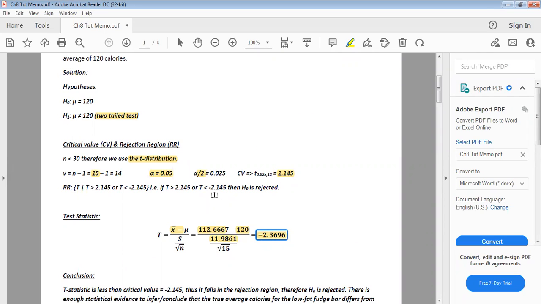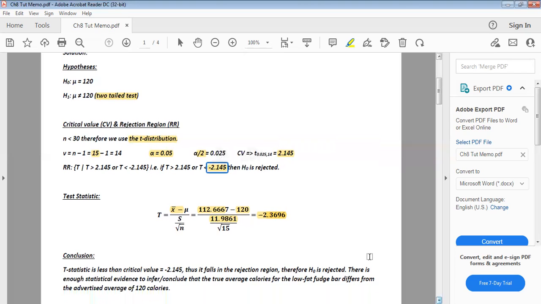So remember, with negative numbers, the one that is smaller is less than the other. So our test statistic, which is this one, is less than that one, the critical value. Because our test statistic is less than the critical value, negative 2.145, it falls into the rejection area. Therefore, we can reject the null hypothesis.